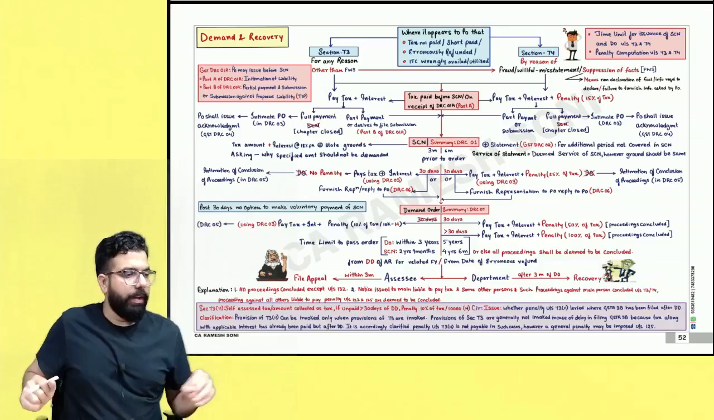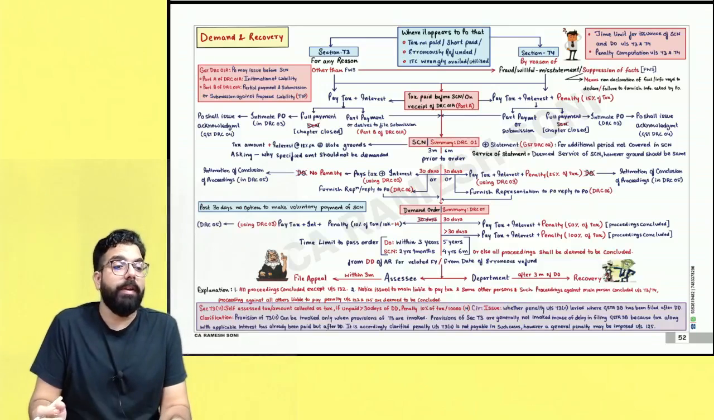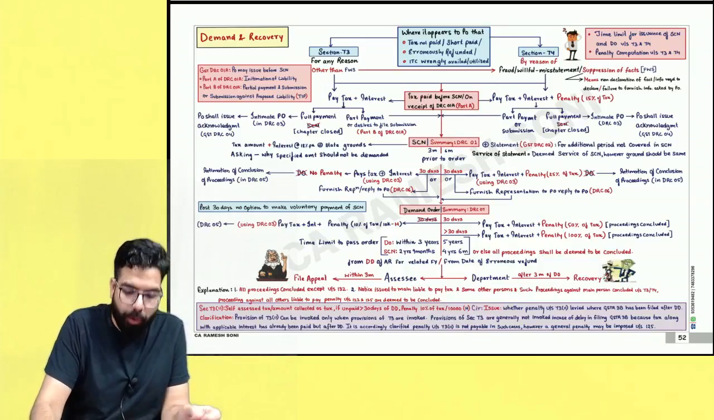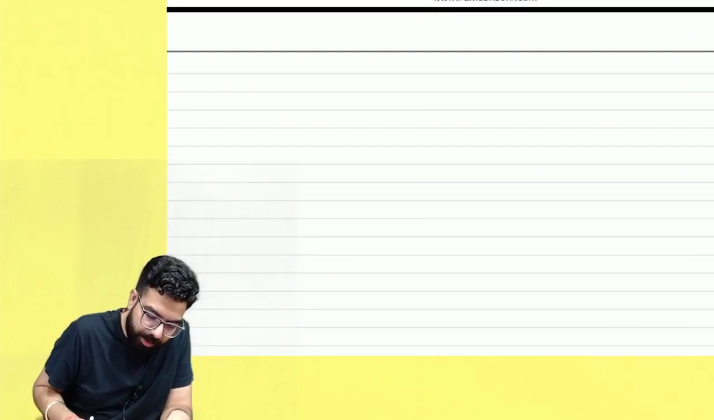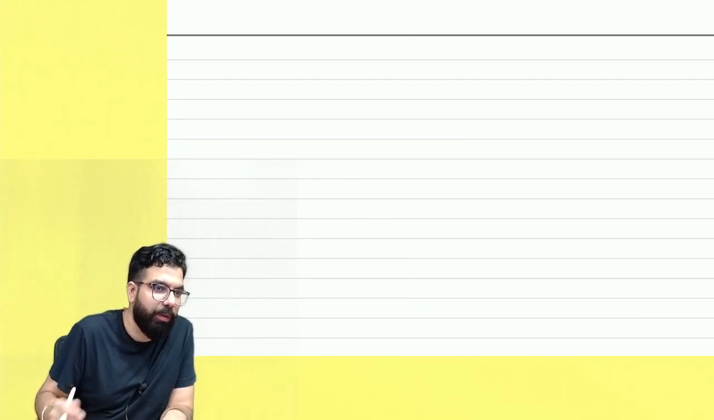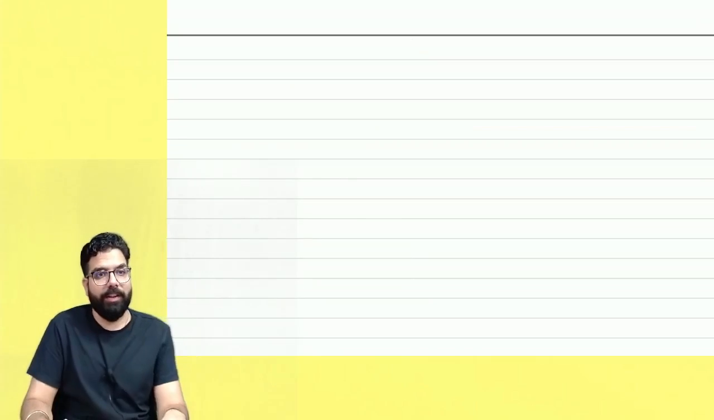All right, students, let's go ahead and now revise the next chapter. The next chapter is demand and recovery. Let's take a quick linking and then we'll go ahead. Sir, we started learning GST with goods or service. Now we'll not start our linking with goods or service. We'll be starting the linking from the assessment chapter.